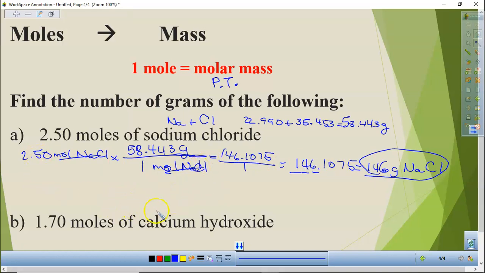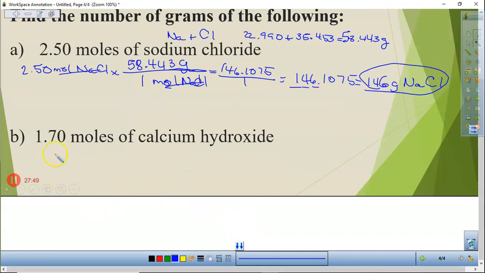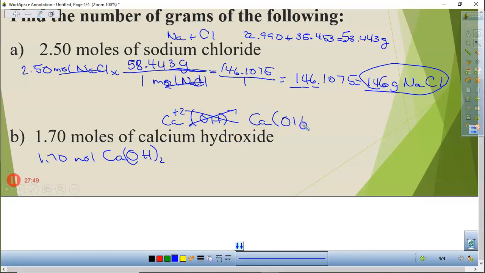Okay, let's try 1.70 moles of calcium hydroxide. That gives me a little more space. I like that. 1.70 moles of calcium hydroxide, Ca(OH)2. Why 2? Because calcium is +2 and hydroxide is a polyatomic ion, -1. Crisscross applesauce, and you get Ca(OH)2. I want to know the mass of 1.70 moles of calcium hydroxide. So I write my given, then go down that unit, putting moles of calcium hydroxide in the denominator.